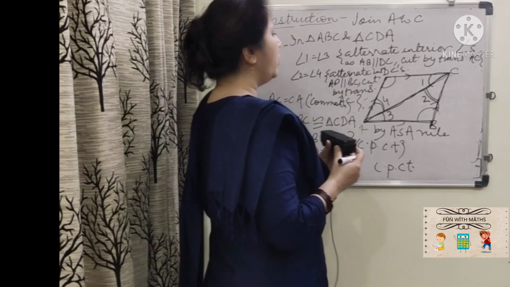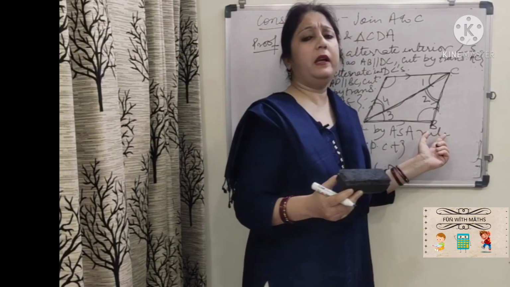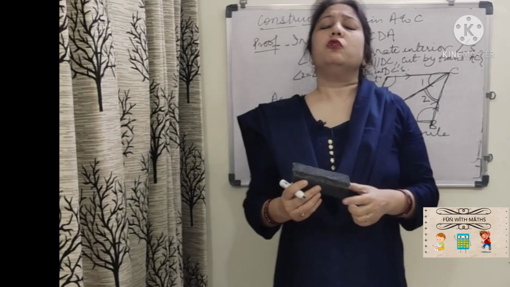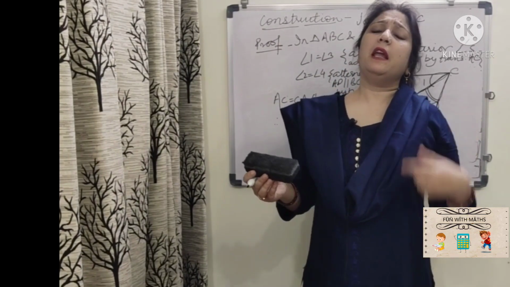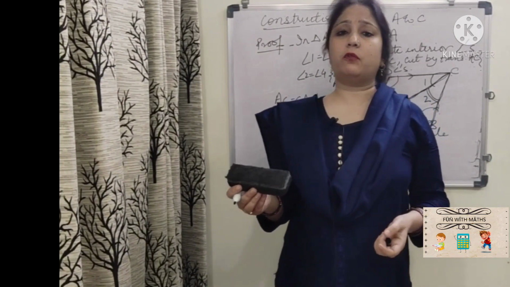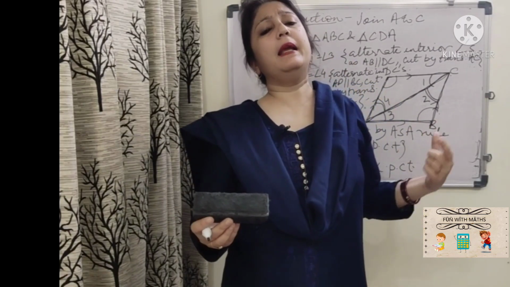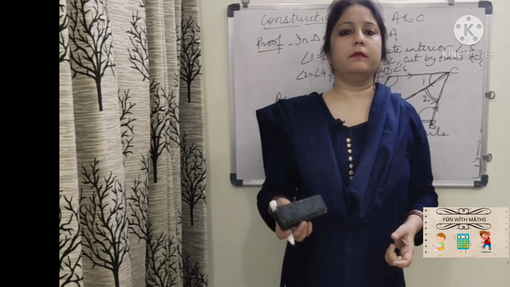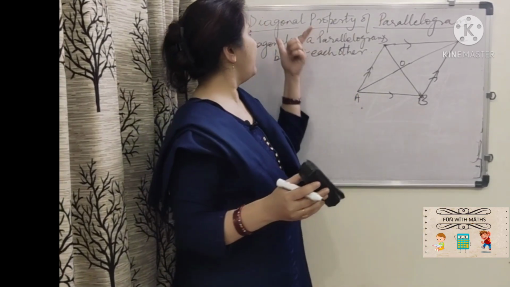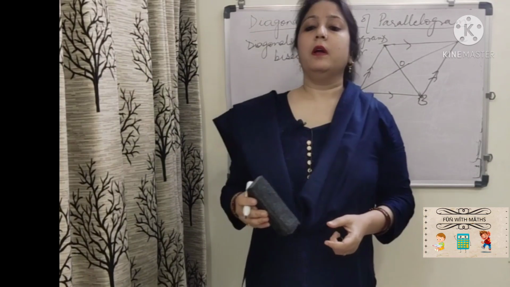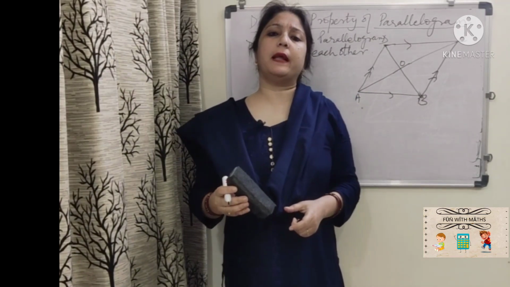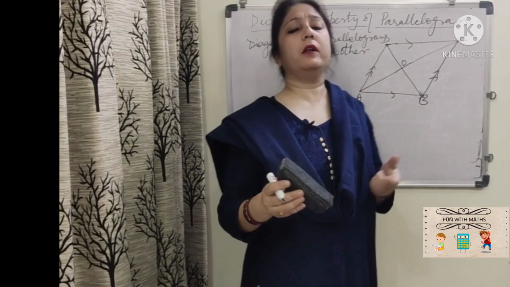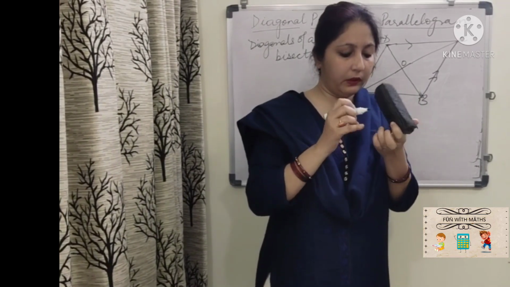Children, if you would have drawn diagonal BD, you could have proved angle A is equals to angle C. So we write similarly, if diagonal BD is drawn, then angle A is equals to angle C. Now coming to the last property of parallelogram, which we call as diagonal property. Diagonals of a parallelogram bisect each other.